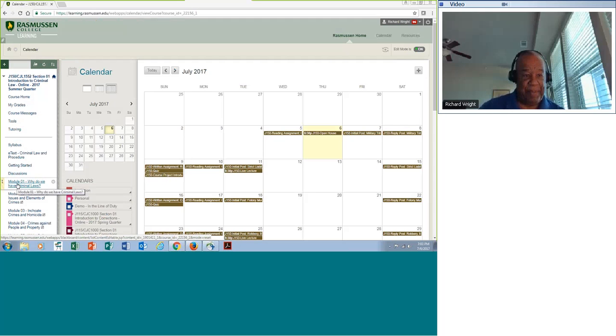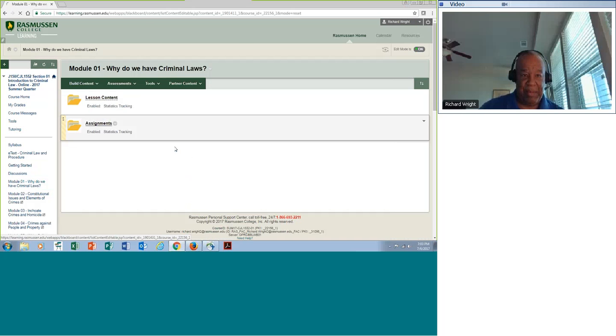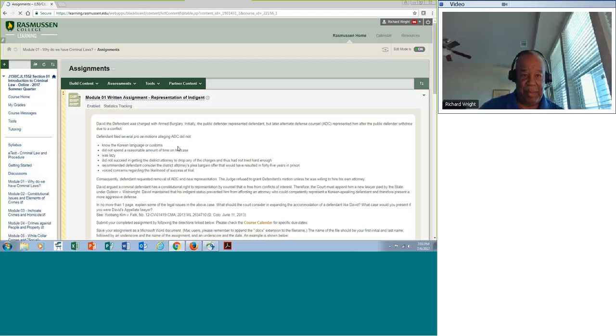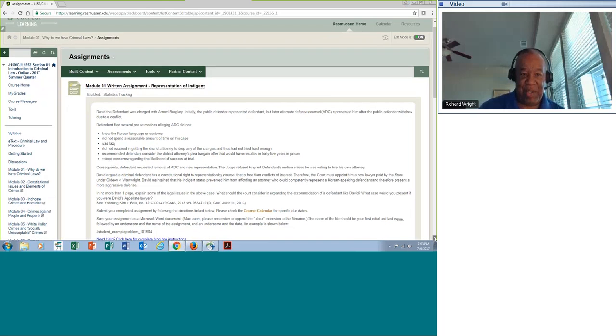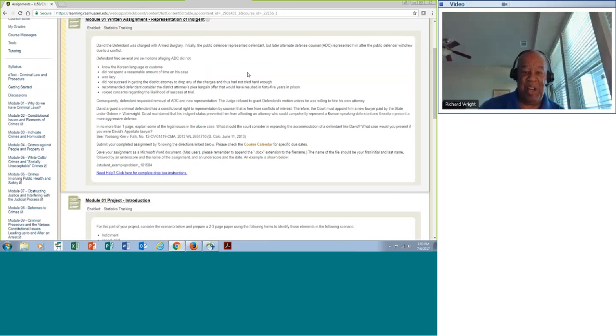Now let's take a look at the module for the week. Let's take a look again at the assignments. Here we go. The written assignment. And it tells you, and I think it says somewhere in here, a one-page, and no more than one page. And make sure that you have your citations and references. Okay? Representation of an indigent. You're going to answer all of these questions.